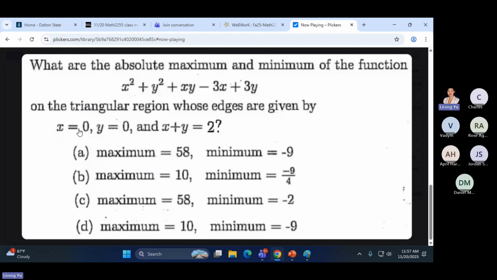I think we did it together in class. Now that we're at the end of the semester, I wonder how many of us can find the maximum and minimum independently. It's one of those questions from 12.8.